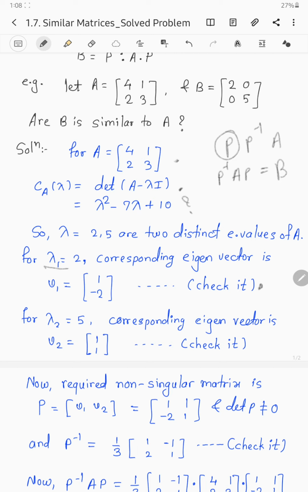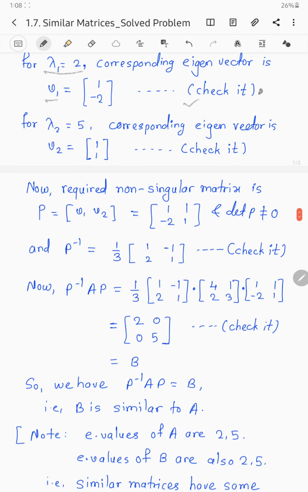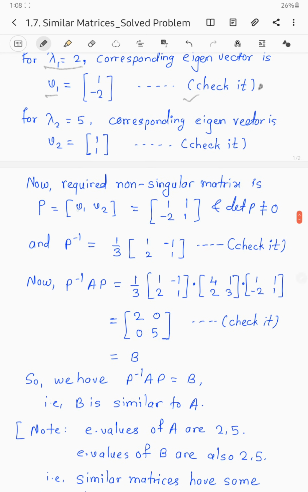For lambda 1 equal to 2, the eigenvector is 1, minus 2. Check this. For lambda 2 equal to 5, the eigenvector is 1, 1. Now we require a non-singular matrix, which is P. This matrix P is nothing but V1, V2, where V1 and V2 are our eigenvectors. Here, this is V1, 1 minus 2, and this is V2, 1 1.